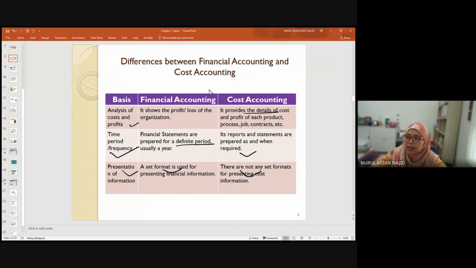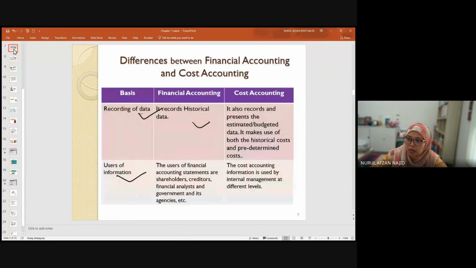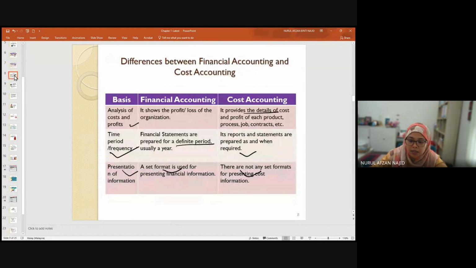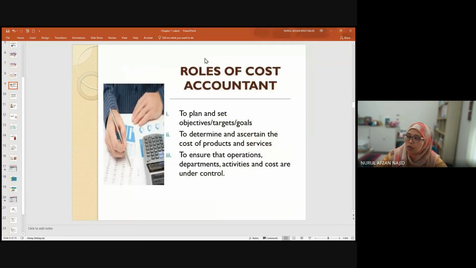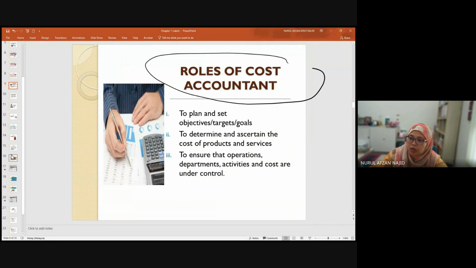So itu berkenaan dengan perbezaan, differences between financial accounting and cost accounting. Dia lebih kurang ada 3 slide kat situ. Harapnya you boleh faham berkenaan dengan differences. Subtopik yang pertama. Okay, now kita masuk kepada role of cost accountant. Ni dia sama dengan objektif tadi. Role of cost accountant dia sama dengan ni.